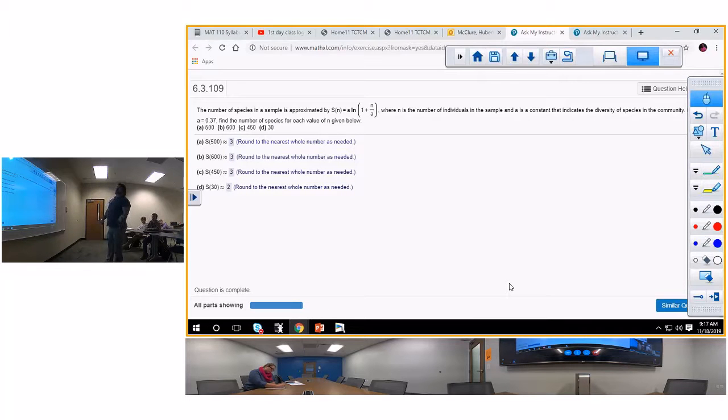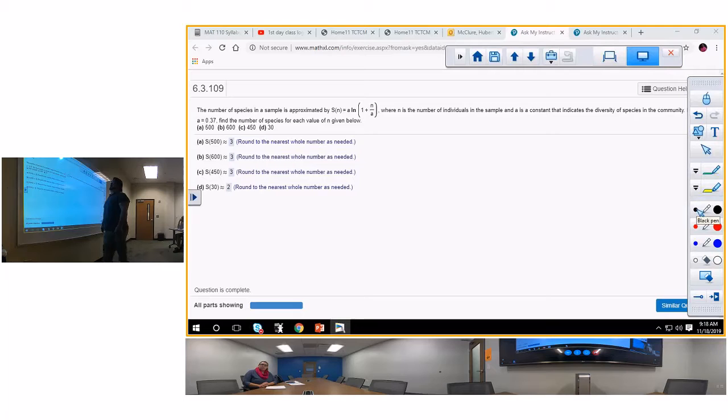Number of species in samples approximated: S of N equals A natural log of 1 plus N over A, where N is the number of individuals in the sample, and A is a constant that indicates the diversity of species in the community. A is equal to 0.37. Didn't we do this one? I think we did. So what is this? Plug and chug, isn't it? Looks like it. So I'll do the first one for you.